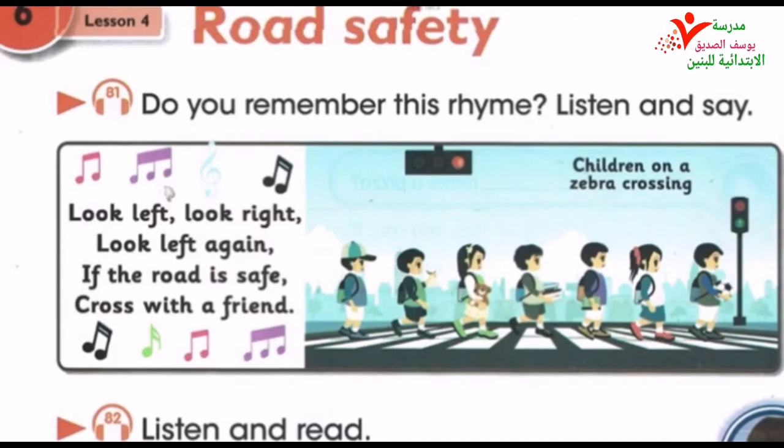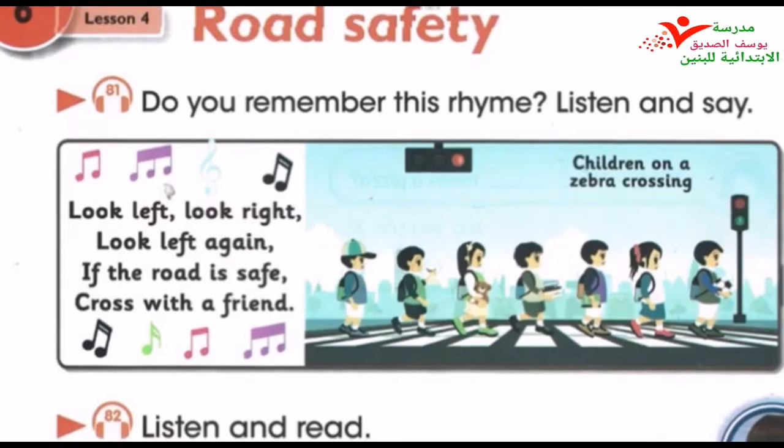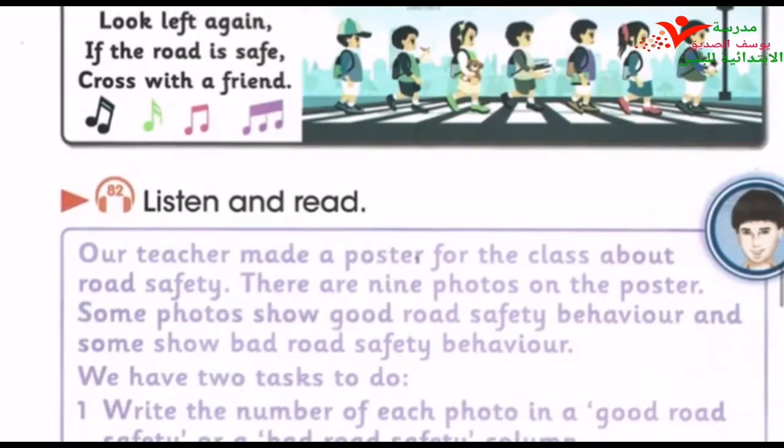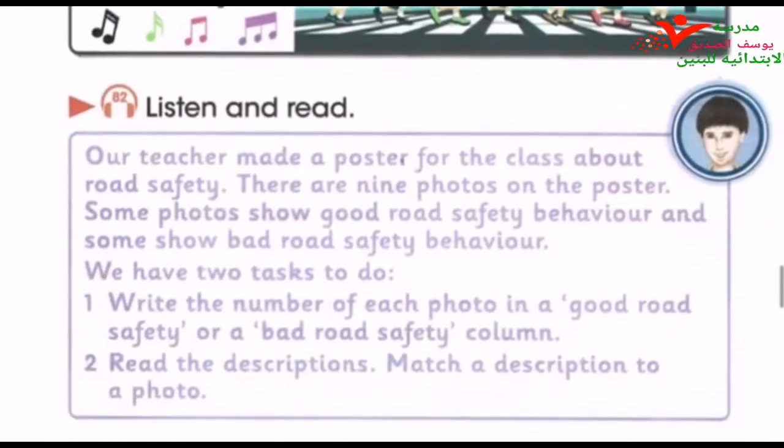Here we have directions. Okay, how do I say left and right? Okay, left and right. Okay, let's go. Second we have, listen and read. Here we have also a track. We will listen to the audio, then translate it and see what is required from us. Listen, my dear students, and follow. Track 82. Listen and read.